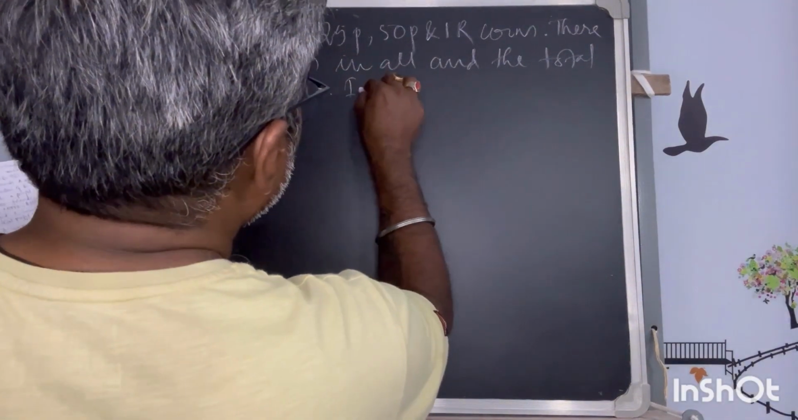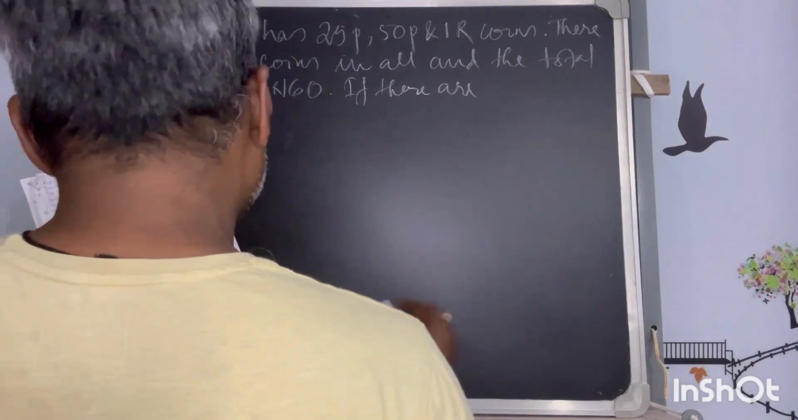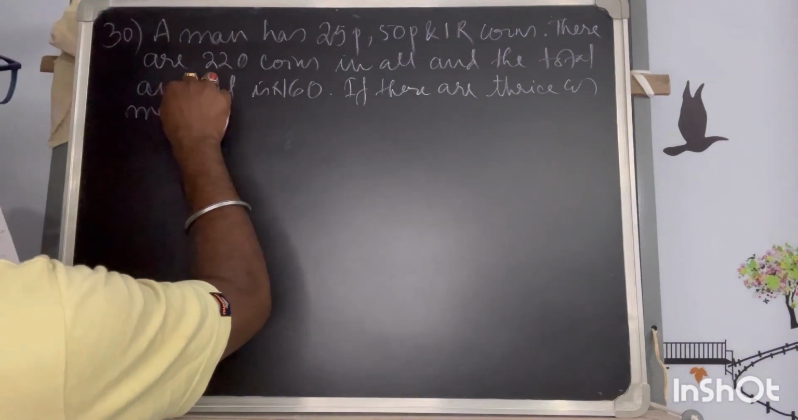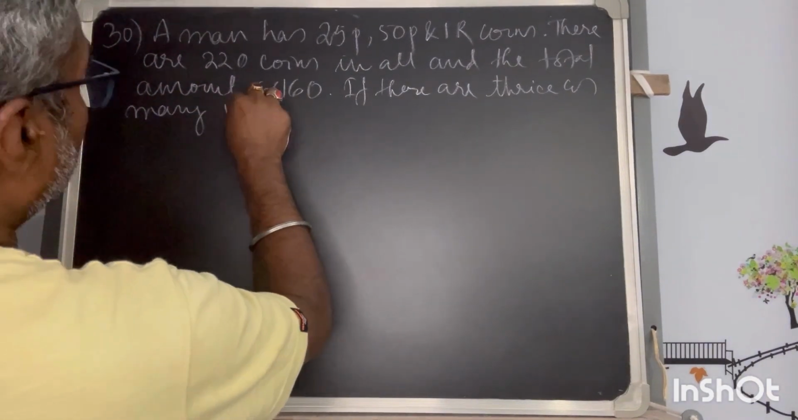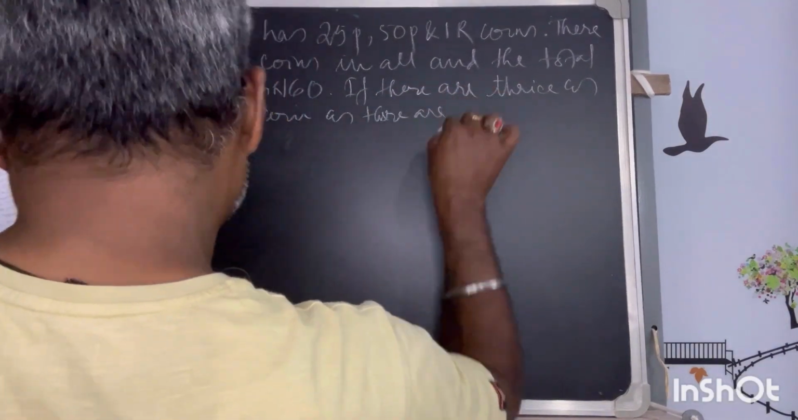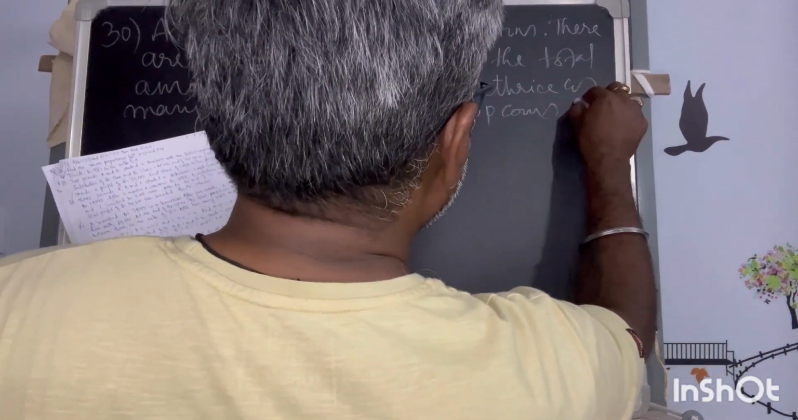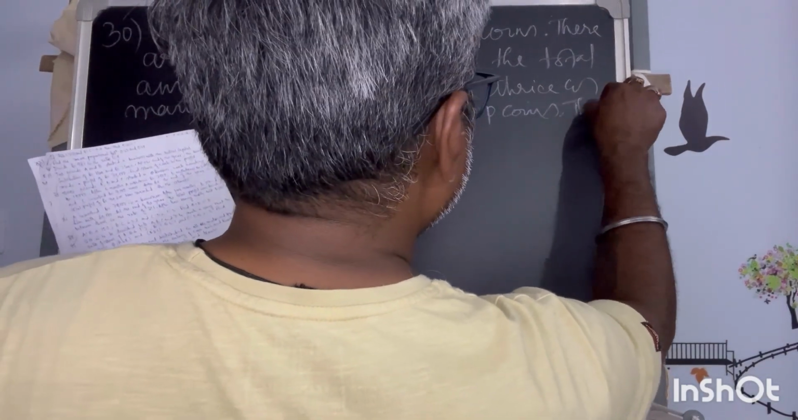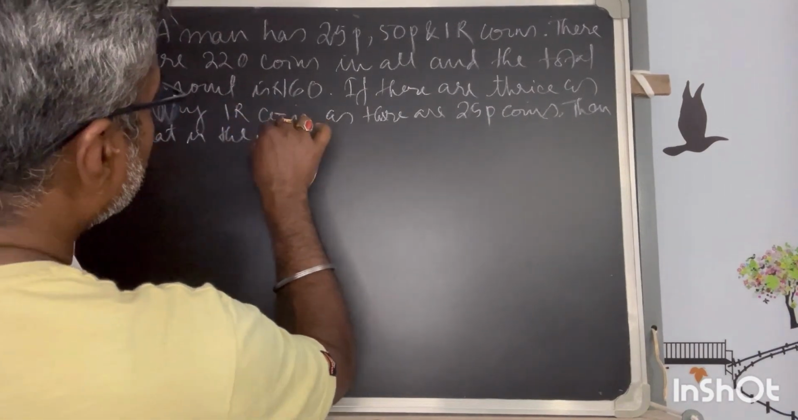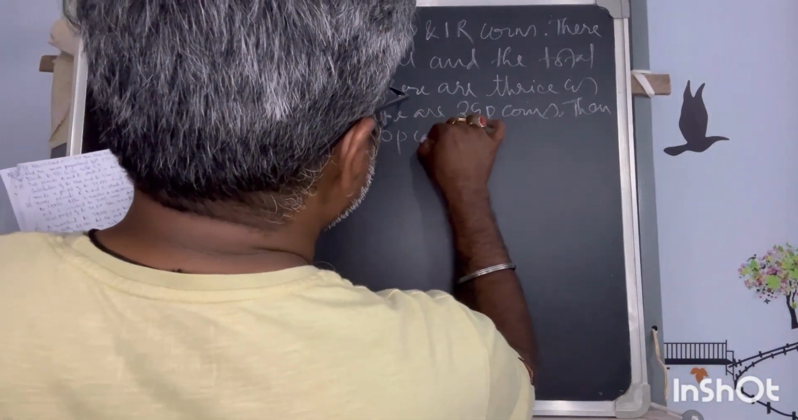If there are thrice as many 1 rupee coins as there are 25 paisa coins, then what is the count of 50 paisa coins?